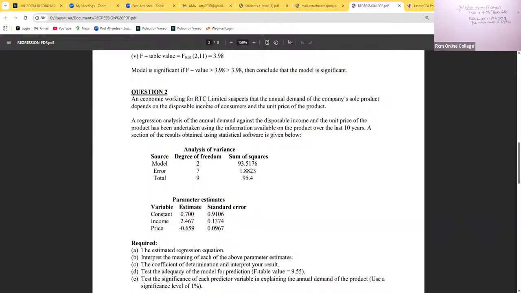An economist working for RTC Limited suspects that the annual demand of the company's sole product depends on the disposable income of consumers and the unit price of the product. A regression analysis of the annual demand against the disposable income and the unit price has been undertaken using information available over the last 10 years. A section of the results obtained using statistical software is given below. Analysis of variance, and then we have parameter estimates here. They want us, A, to give them the estimated regression equation.